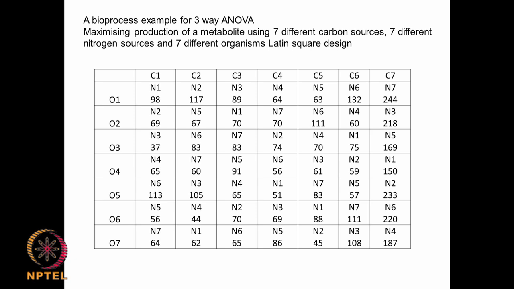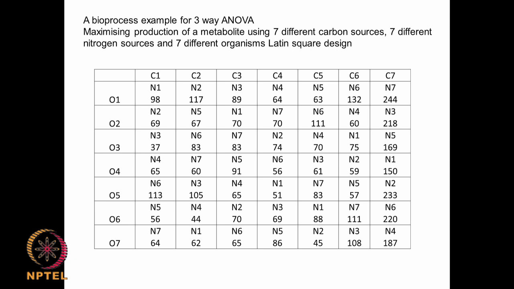One is called the factorial design, then another one is called the fractional factorial design, then there are some second order designs and so on. But one of the designs is called the Latin square design. Okay, look at this design. What is happening is I am putting these 7 carbon sources as heading for the column and 7 organisms here, okay, and then we are changing nitrogen in certain fashion.